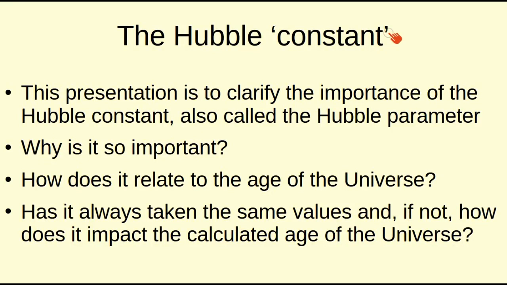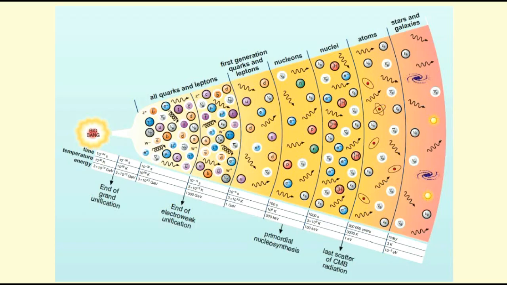This time we're going to look at the Hubble constant. We're going to clarify the importance of the Hubble constant, also called the Hubble parameter. Why is it so important? How does it relate to the age of the universe? Has it always taken the same values? And if not, how does it impact the calculated age of the universe?